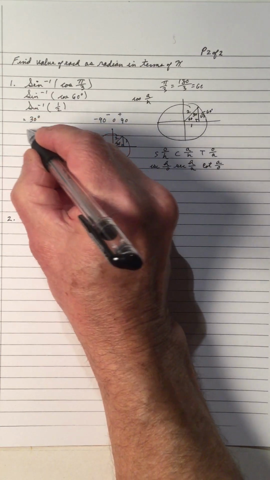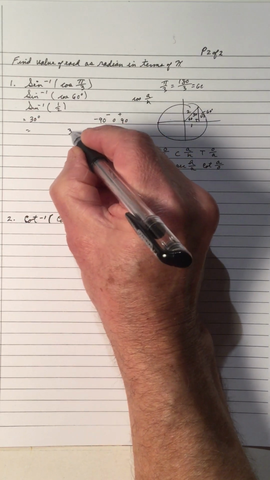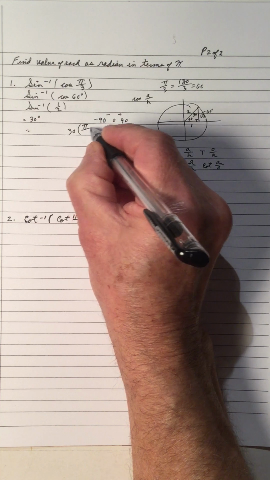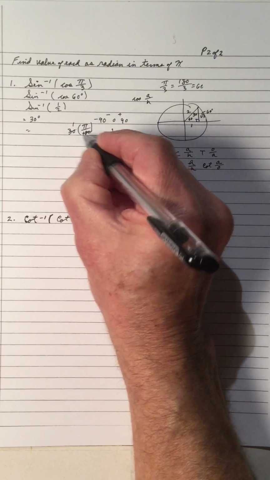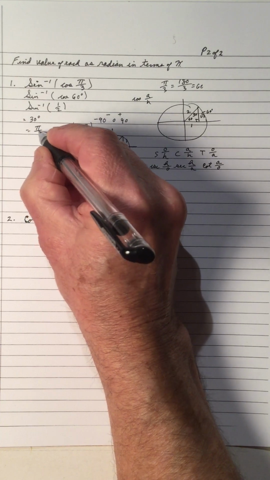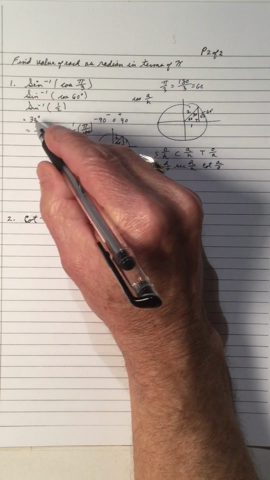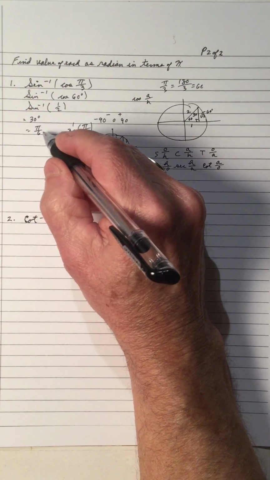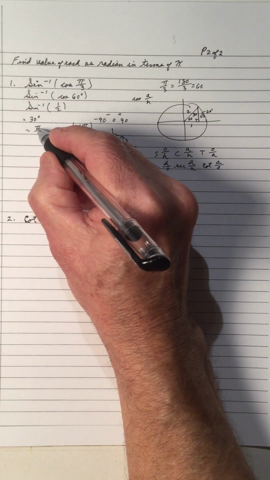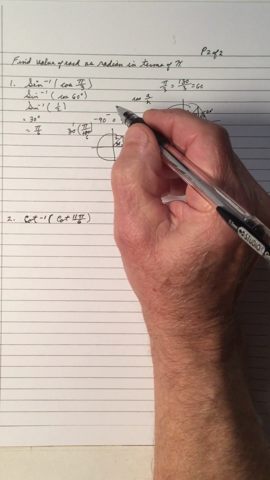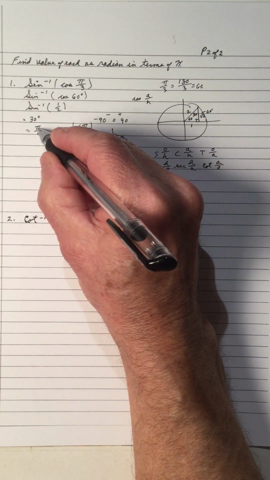And as a radian, we take the 30 and multiply by pi over 180. 30 goes into 30 once, and into 180 six times. So instead of 30 degrees, I have a radian, pi over 6. And think about it, 180 divided by 6 is 30. And notice pi over 6 is the reference angle.